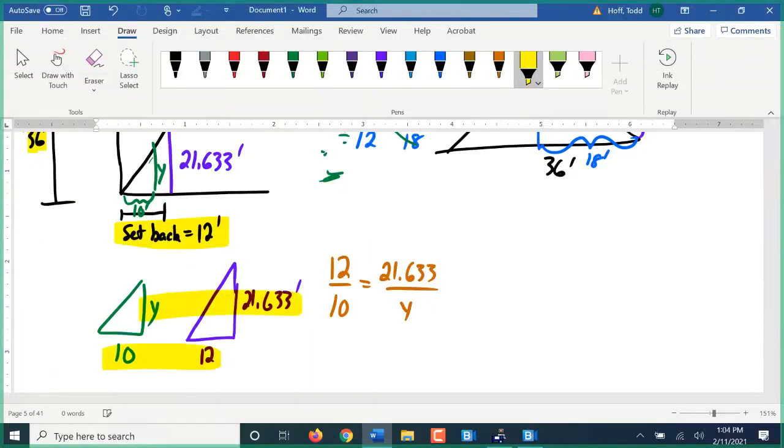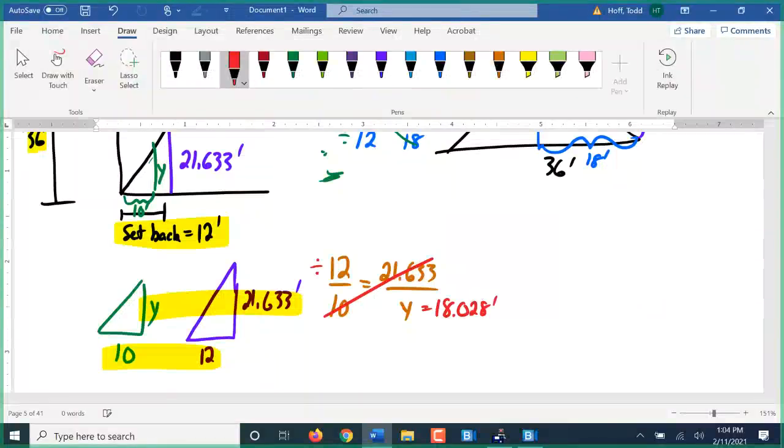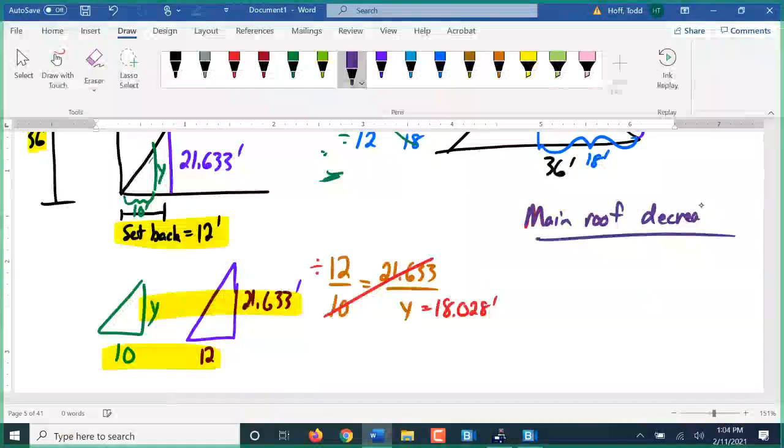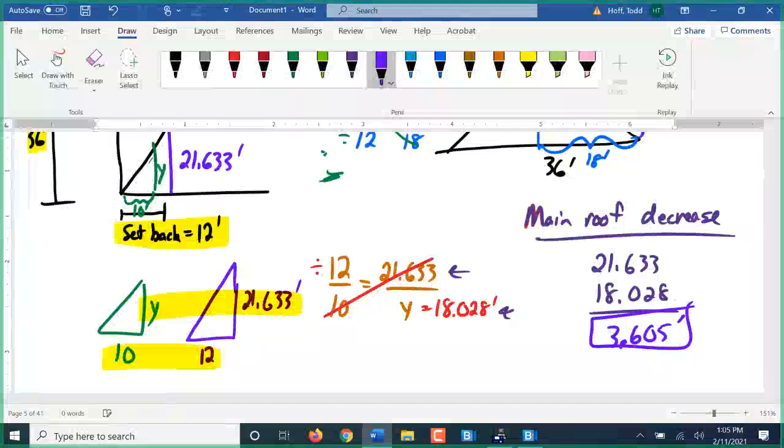These two sides are related as those two sides are related. And we can cross multiply and divide to find Y. So 21.633 times 10 divided by 12 gives us 18.028 feet. So the decrease on the main roof side is going to be found by subtracting those two numbers. 21.633 minus that next longest jack of 18.028. So we subtract there, and what is this? 3.605 feet. I'm going to trust you can turn that into feet, inches, and sixteenths at this point.